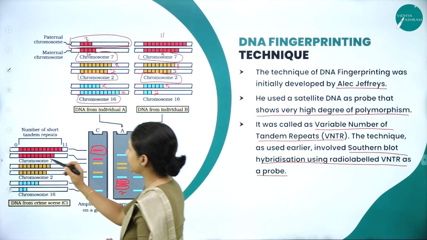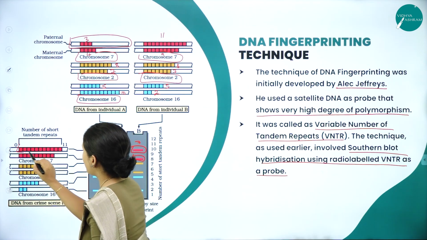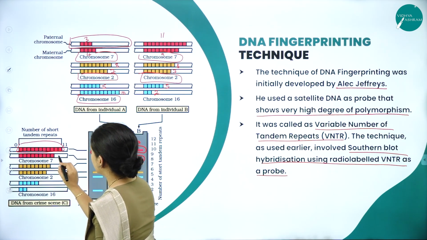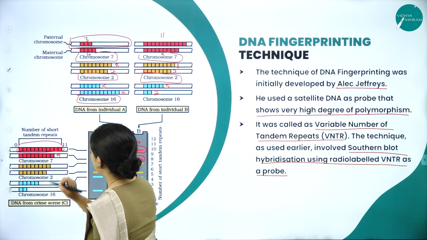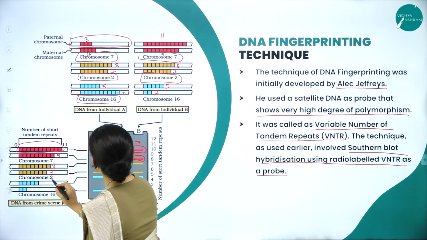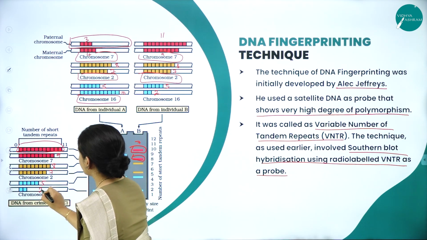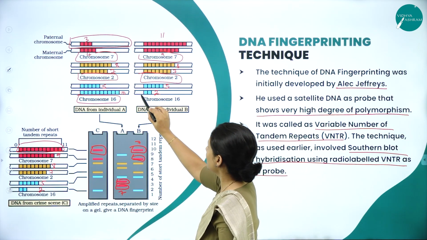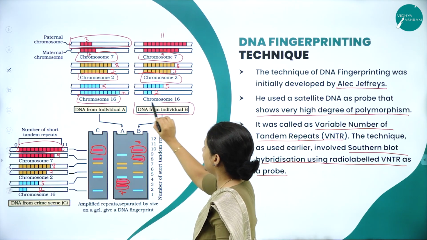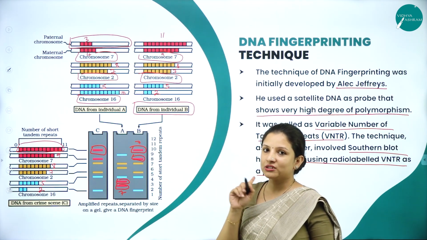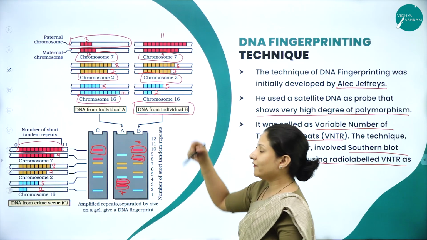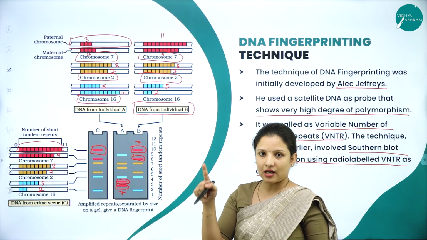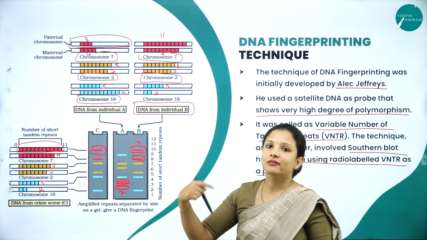Now, if you see here, how many repeats does it have? 11 repeats. Here how many repeats? 9. Here again it is 8, it is 7. Here again it is 5 and it is 2. Now tell me, with whom is it matching? It is matching with the DNA from individual B. So therefore, who is the suspect? It is individual B who is the actual culprit who committed that crime.